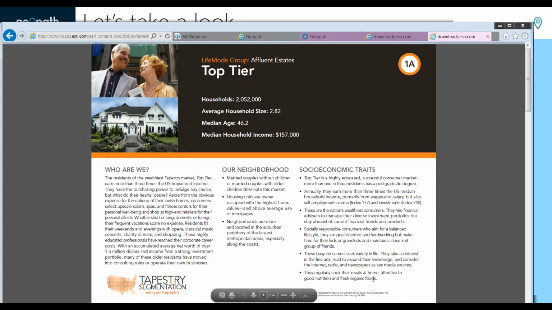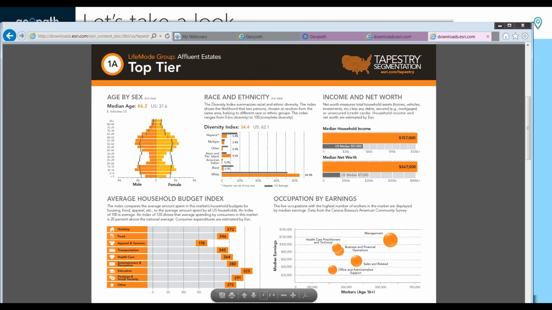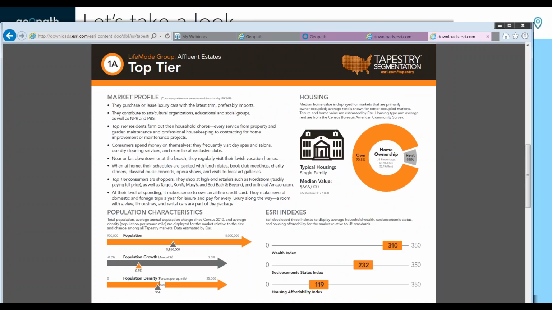Top tier, you get the sense they're a high net worth segment, and again, represented, you can see here, just for comparison, going down to the bottom left, how they're spending their money, way over indexing on many of the areas that are being tracked as well. And again, a little bit more anecdotal information. They purchase or lease luxury cars with the latest trim, preferably imports, contribute to arts, cultural organizations, etc.